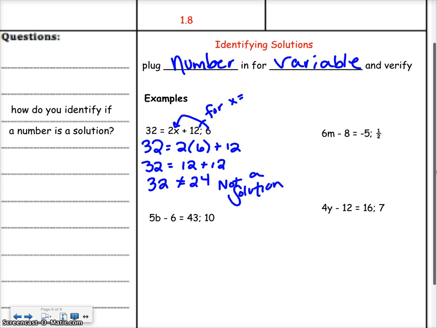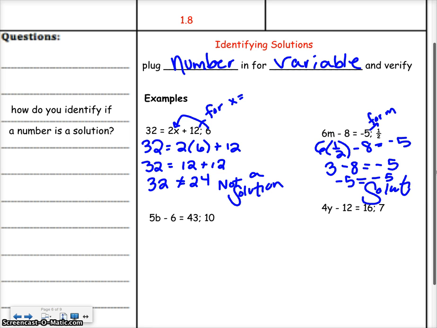And don't let my fraction mess you up here. Does 6m minus 8 equal negative 5? m equaling 1/2. So I just plug it in. Does 6 times 1/2 minus 8 equal negative 5? Times, another vocab word, is of. So I say, what's half of 6? 3. Does 3 minus 8 equal negative 5? Negative 5 does equal negative 5. Yes, it is a solution.